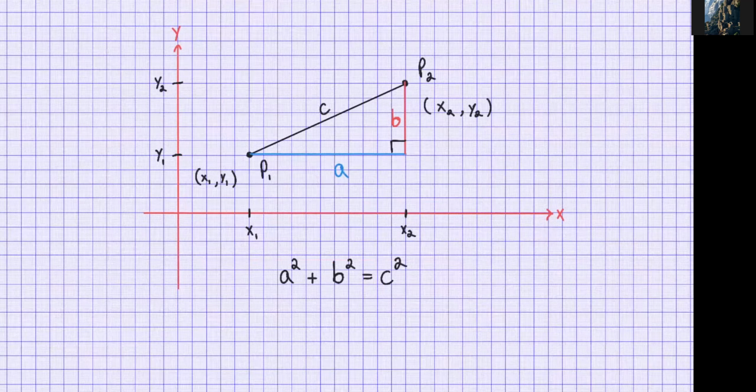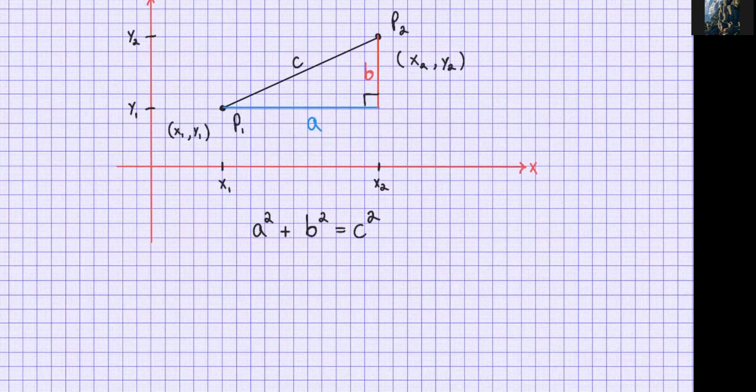So now let's do a little analysis. If I want to find this distance between these 2 points, that is A, the horizontal distance, I can do that by subtracting x2 minus x1. If I do the same for the vertical distance, I will have that B will be equal to y2 minus y1.